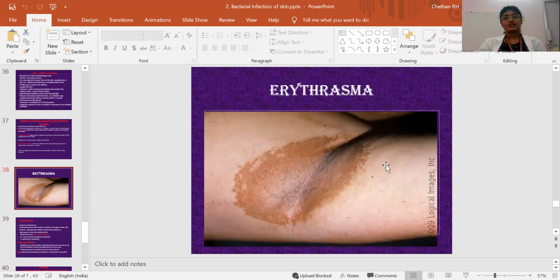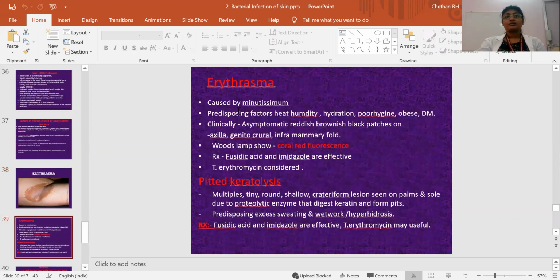This is a picture of erythrasma where you can see the hyperpigmented plaque seen in the skin fold. Usually it affects the skin folds. It is caused by Corynebacterium minutissimum. Predisposing factors are heat, humidity, hydration, and poor hygiene in obese patients, as well as immunocompromised states like diabetes mellitus. Clinically, it is seen as an asymptomatic reddish, brownish, black patch on the axillae, or it can also occur in the crural, genitocrural area, as well as the inframammary folds, especially in females.